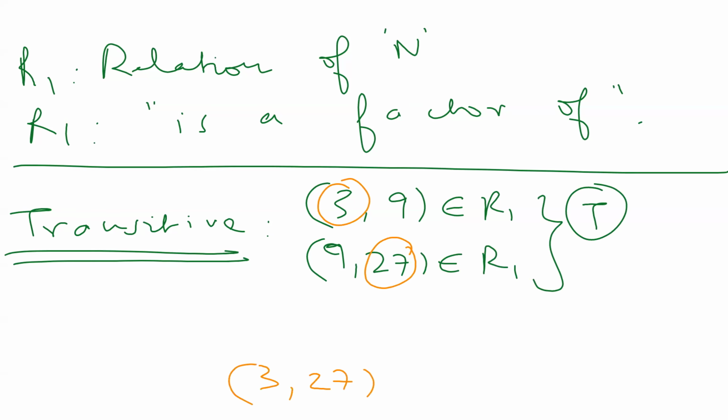Now check this 3 comma 27. So is 3 a factor of 27? True or false? When we factorize 27, will we get 3? The answer is yes. So this is true. So it is transitive.